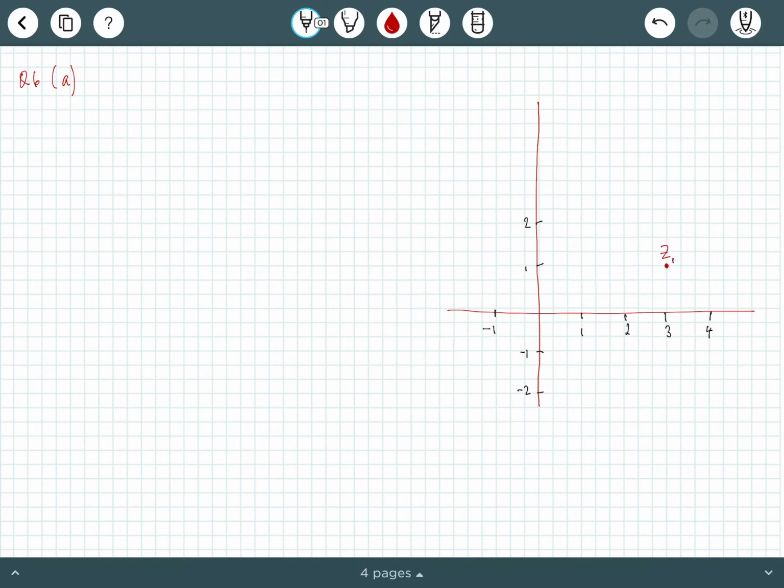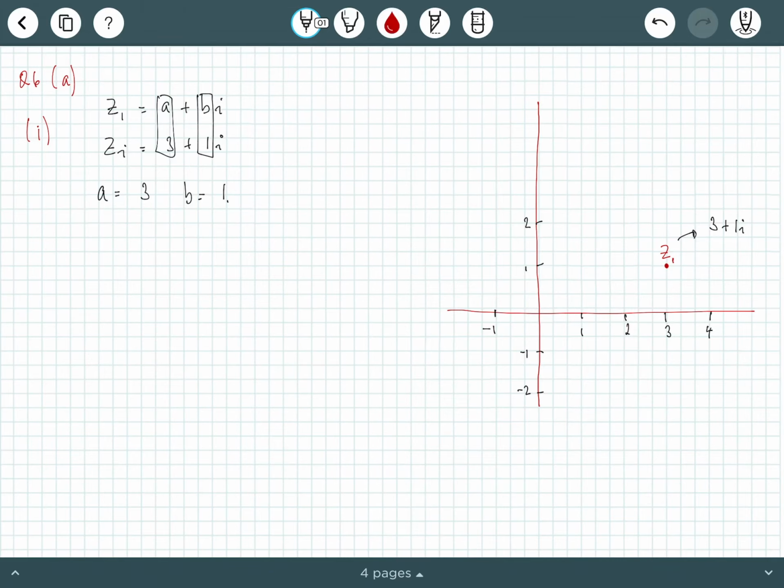Okay, if we were to write that as a complex number, that would be 3 plus 1i. So for the first part of question 6a, they want what a and b is, right? Because they're saying z1 is equal to a plus bi, but we know z1 is equal to 3 plus 1i, therefore a is equal to 3 because they match, and b is equal to 1 because they match.